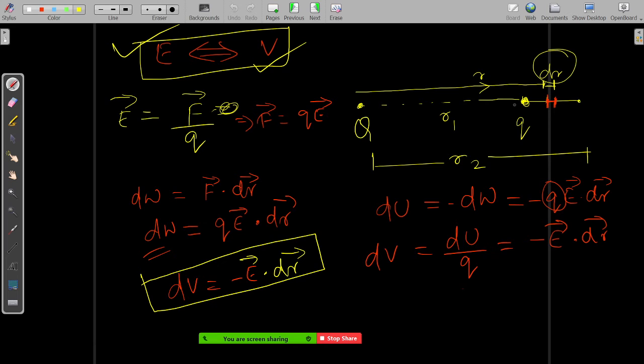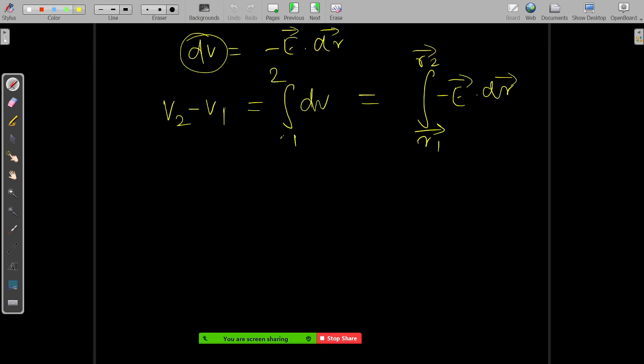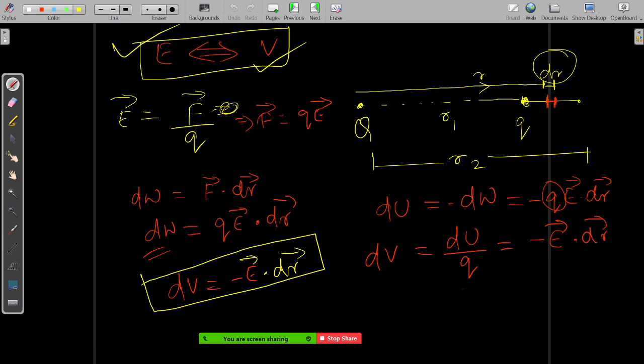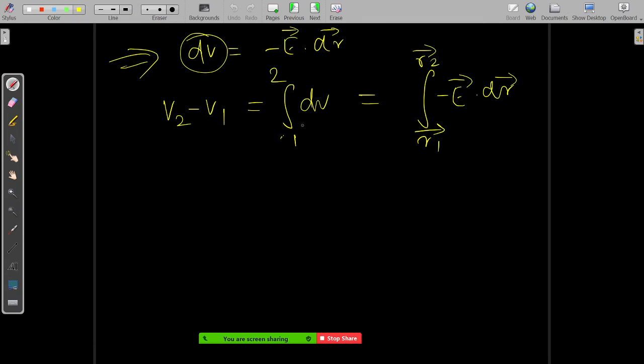Okay. So now we know this one. You can just spread this equation to cover a range. What we started initially was from distance r1 to distance r2. We were doing something at a distance r for a small displacement. Now, if you want to see the total change in the potential between R1 and R2, you can write V2 minus V1 is equal to minus the integration from R1 to R2 of E dot dr.